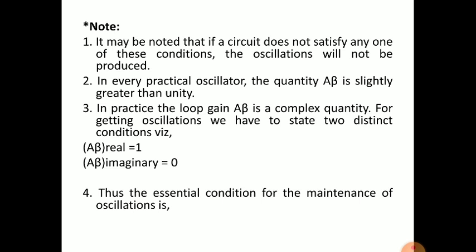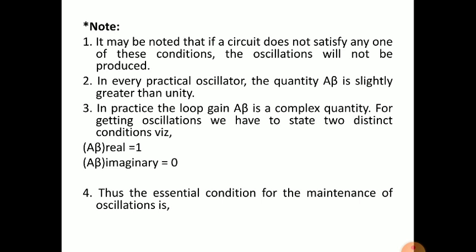It may be noted that if a circuit does not satisfy any one of these conditions, the oscillations will not be produced. See this here. Why are they called essential conditions? Because if any of the conditions fails to be met, we will not get a continuous oscillated wave. We may get damped oscillations or out of phase signals. One cycle will be perfect and another cycle will be the reverse of the first cycle, or it will be some zigzag. You can see this from practical experience if you do not maintain such conditions.